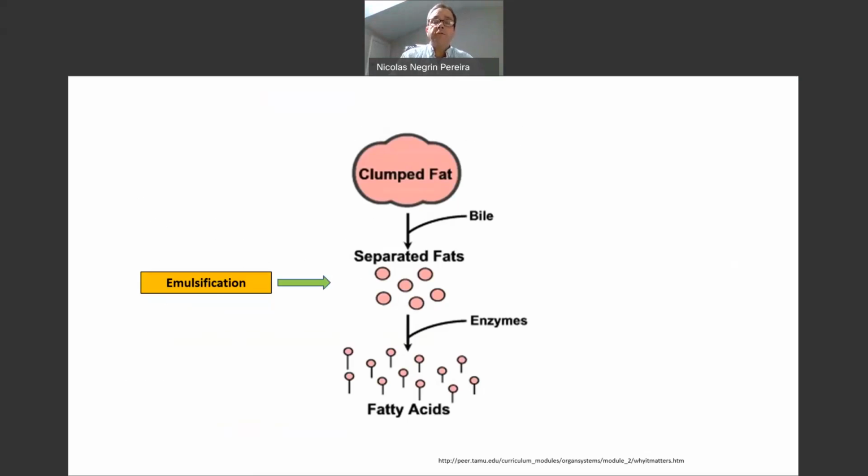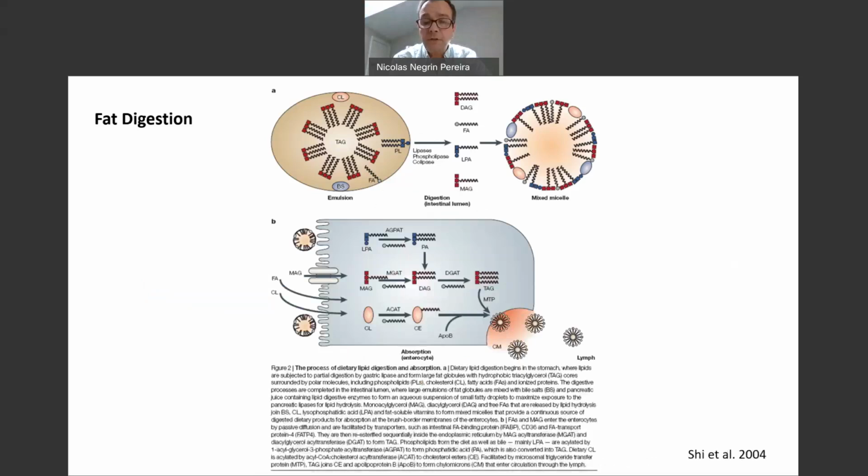And we have these, so we start with the fat being ingested and the pool of bile, which are going to separate and form micelles in a process called emulsification. And that will allow the enzyme to actually attack these fats, producing free fatty acids, which is what the cell will absorb and utilize in the different target tissues for their requirements. So we start with the emulsification process.